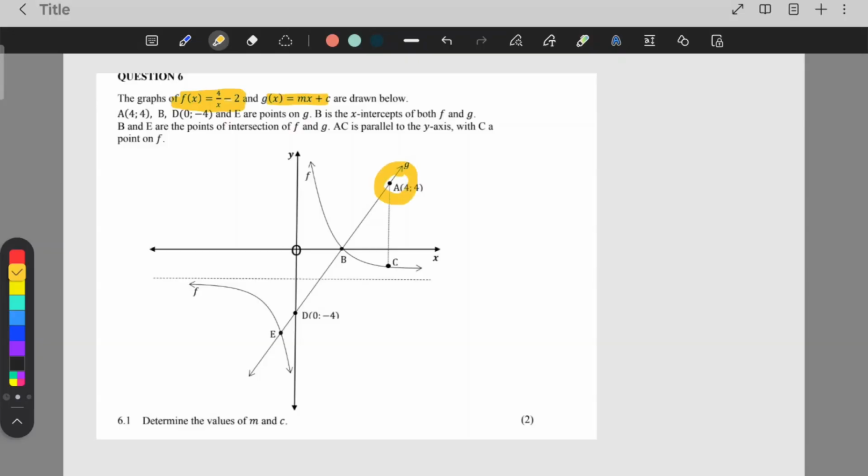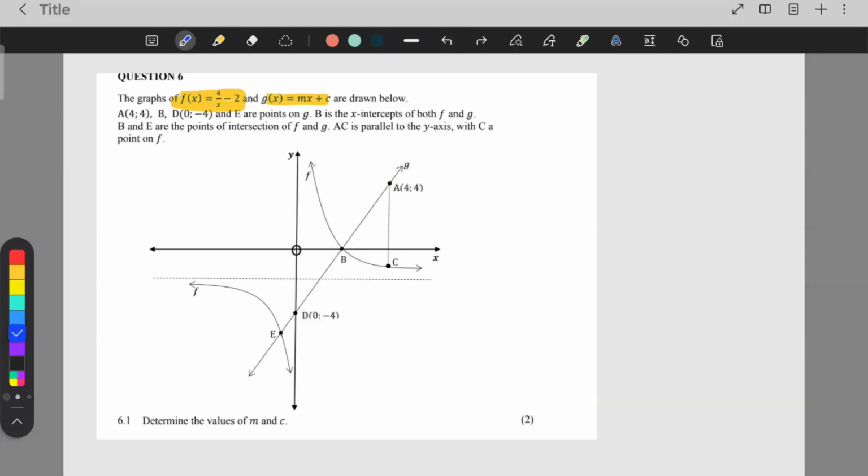And then it says A is (4, 4). D is (0, -4). And E, they are all points on the straight line. Yes, they are all on the straight line. Then it says B is the x-intercept of f and g. So B is the x-intercept of the straight line and the hyperbola. And then it says B and E are the points of intersection. So this and this, they are the points of intersection. And then they say AC is parallel to the y-axis. So AC is parallel to this. So that means these two lines are parallel.